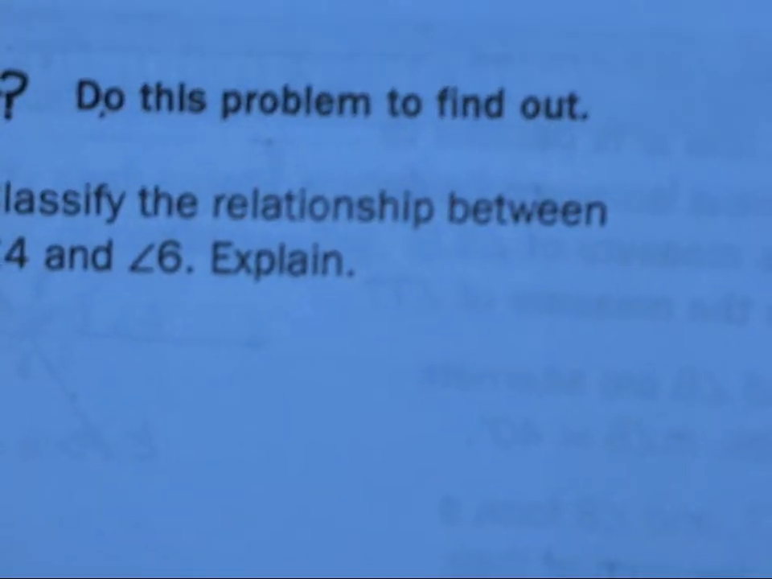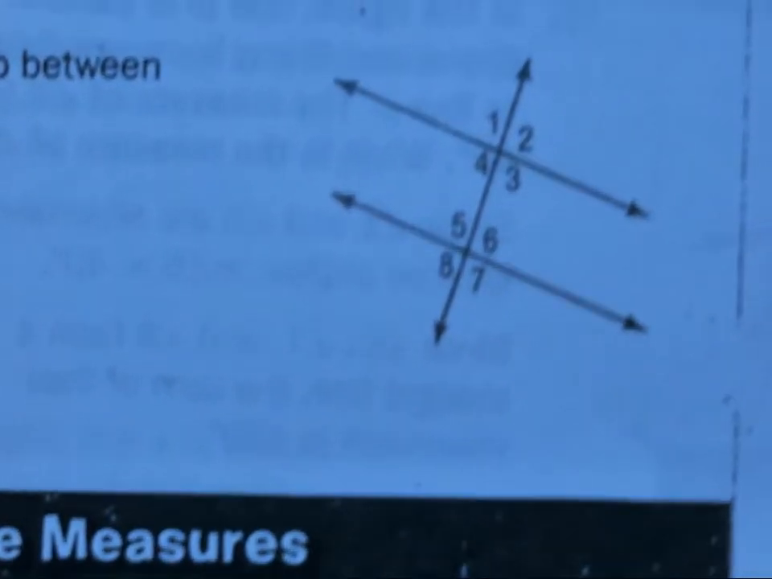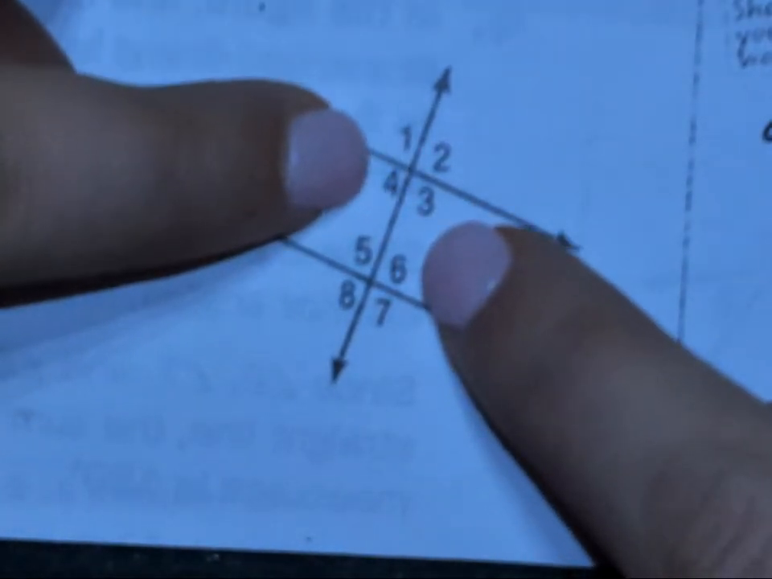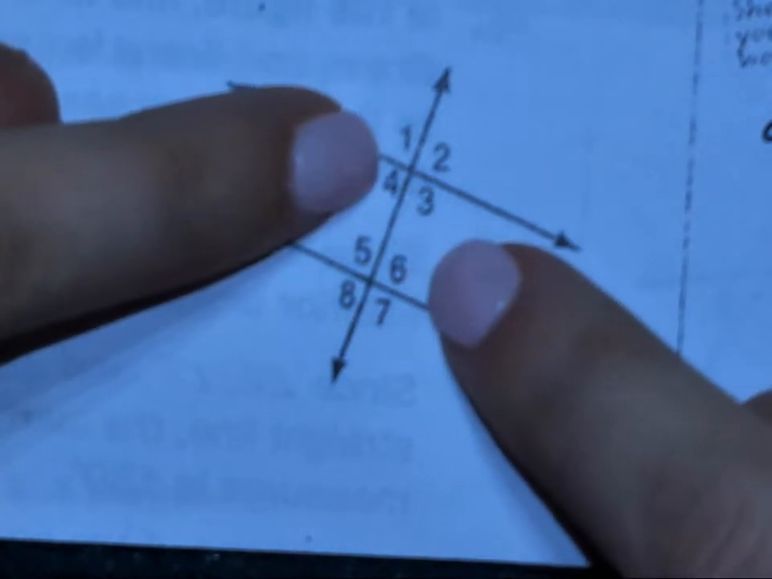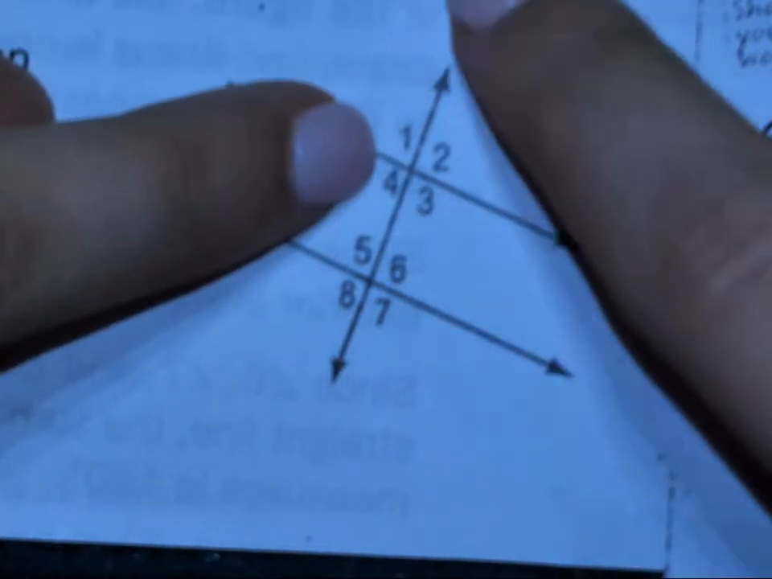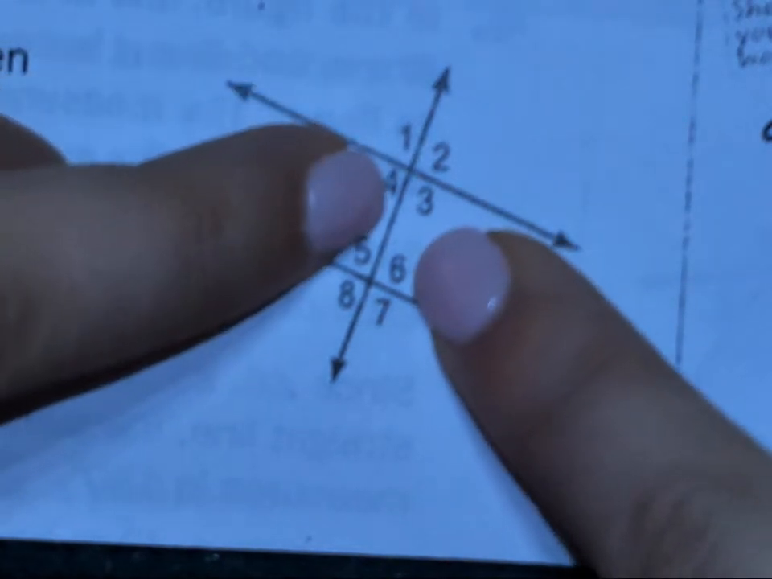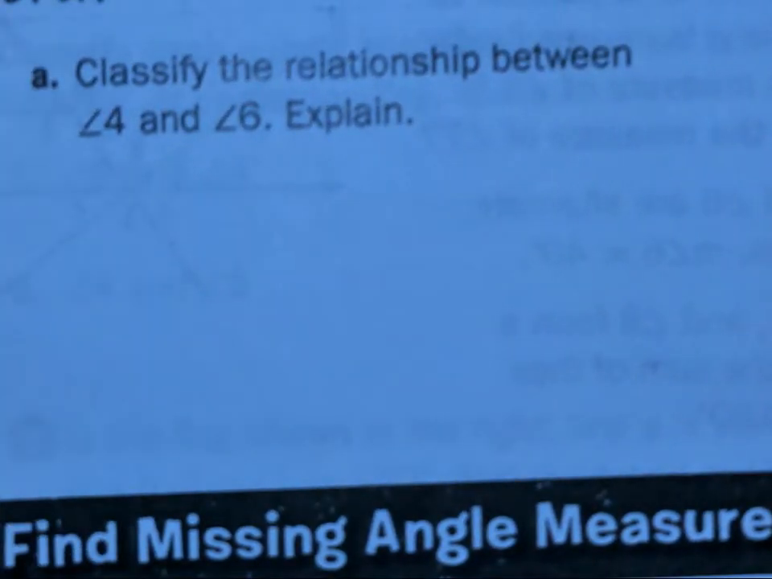All right, flip over and let's do A. Example A says classify the relationship between angle 4 and angle 6 and explain. So that means sentences. All right, so we're looking at angle 4 and angle 6. What type of angles do we think those are? Interior. What else are they though? They're alternate, right? They're both on opposite sides of that transversal. So those are alternate interior angles.